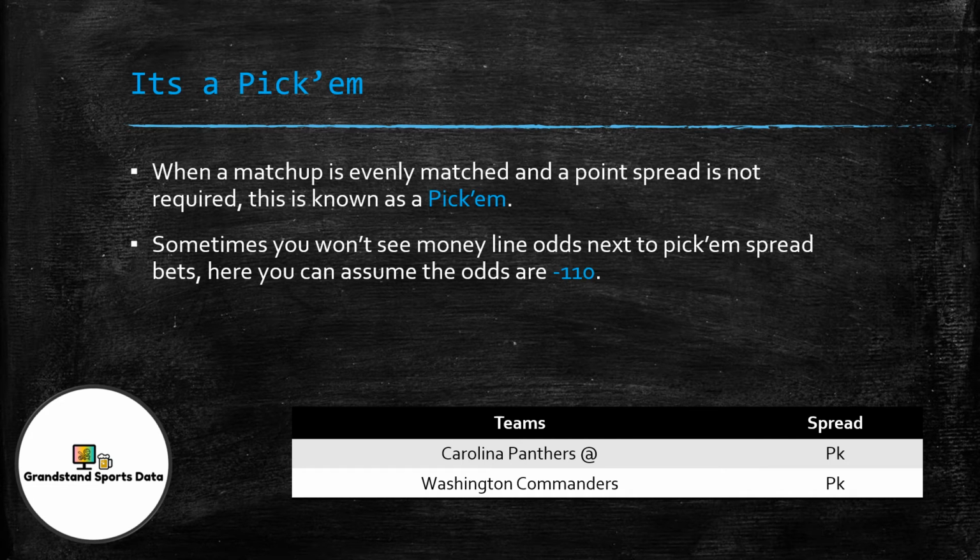Pick'ems. This is when a matchup is evenly matched and a point spread is not required. This is known as a pick'em. Sometimes you won't see moneyline odds next to pick'em spread bets. Here you can assume that the odds are minus 110, or, like noted before, some bookmakers are moving to minus 115.